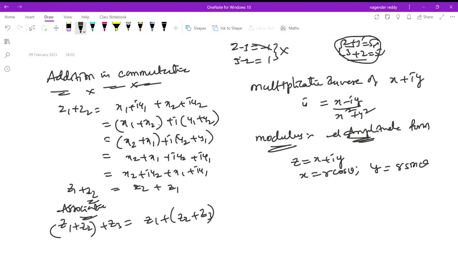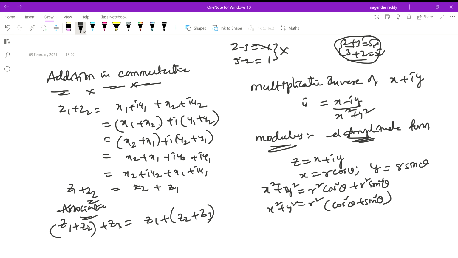Now you can take x square plus y square. That is, x square gives you r square cos square theta plus r square sin square theta. If you take r square common, we have cos square theta plus sin square theta. And in the previous classes we already know that this is an identity.